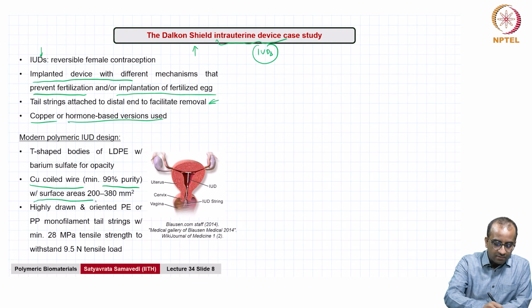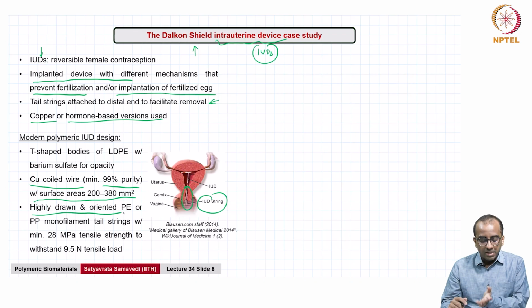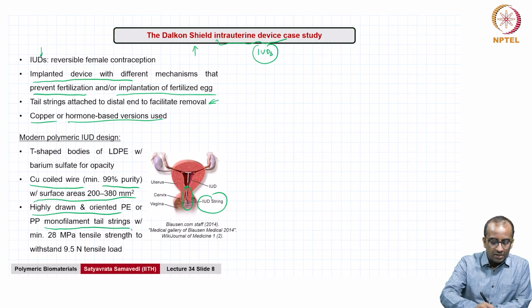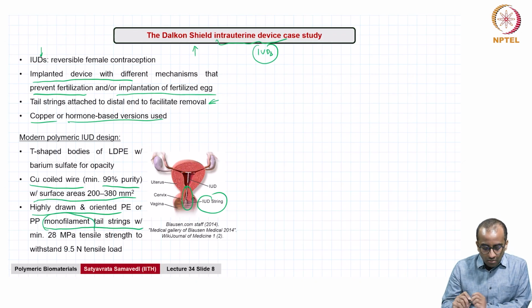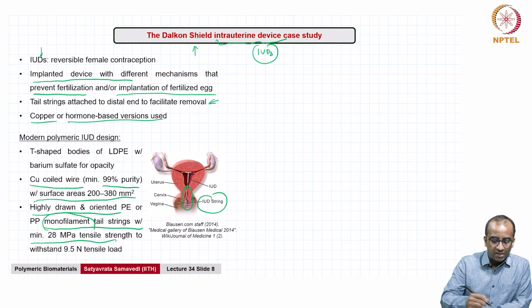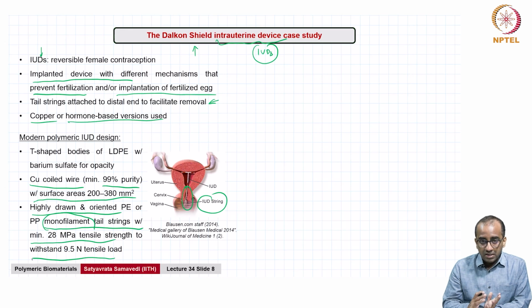So, with mandated surface areas between 200 to 380 millimeter square, the tail strings are highly drawn and oriented polyethylene or polypropylene monofilament strings. This word monofilament is very important. Why that is important will become clear in just a minute. And there are guidelines for what kind of tensile strength it should have to withstand the kind of tensile load. Again, these are things that we have seen when we did mechanical testing of biomedical devices and implants. So, it will be good to recall some of our concepts from tensile testing.